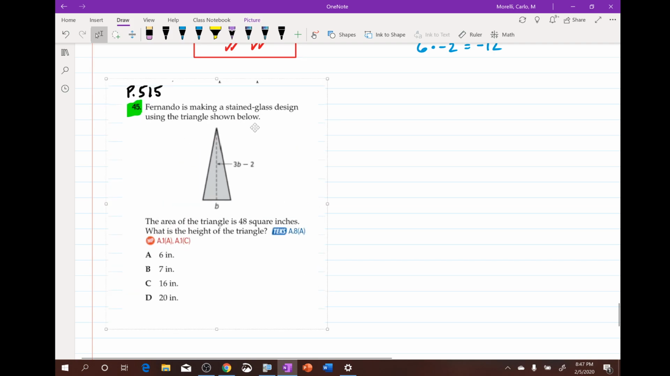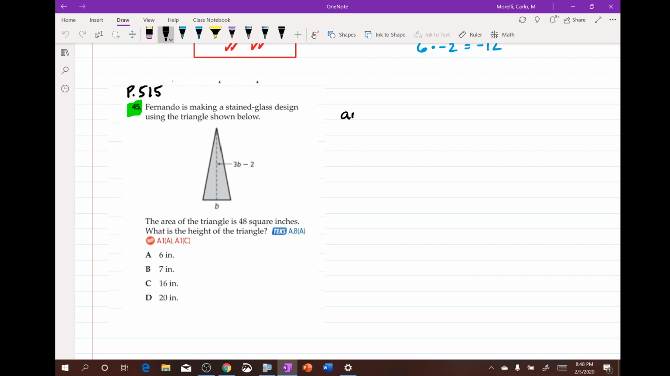Okay, so we're going to figure this guy out. We'll use technology to help us. Fernando is making a stained glass design using the triangle shown below. The area of the triangle is 48 square inches. What is the height of the triangle? Okay, so let's remember this. Let's take our time here.